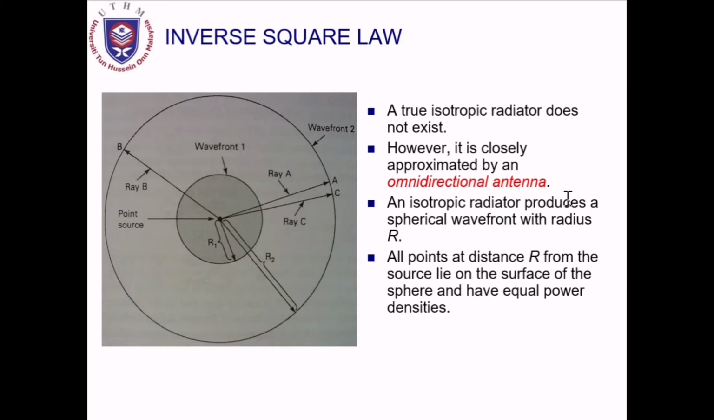So an isotropic radiator produces a spherical wavefront with radius of r. All points at distance r from the source lie on the surface of the sphere and have equal power density. At any instant, the total power radiated is uniformly distributed over the total surface of the sphere. This assumes a lossless transmission medium.